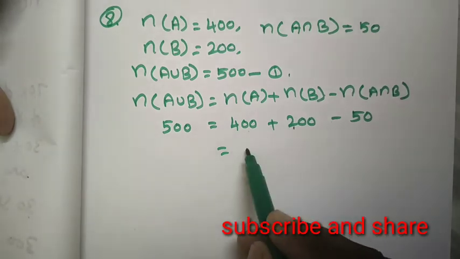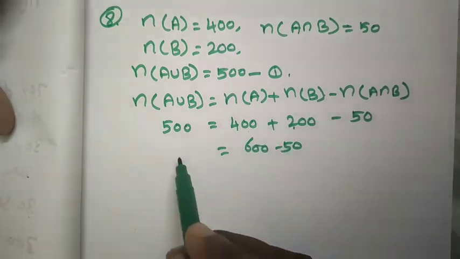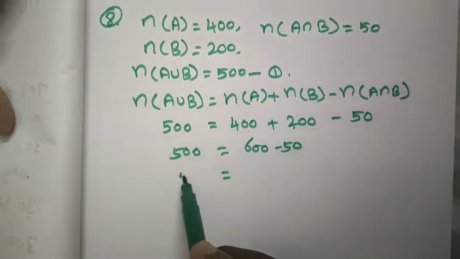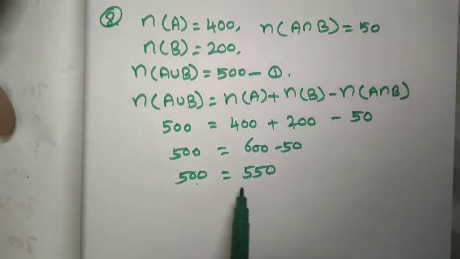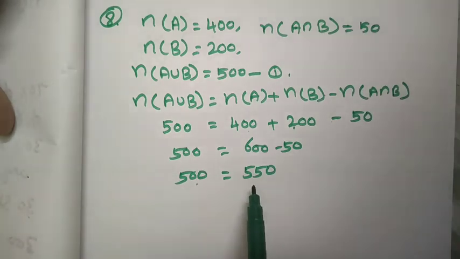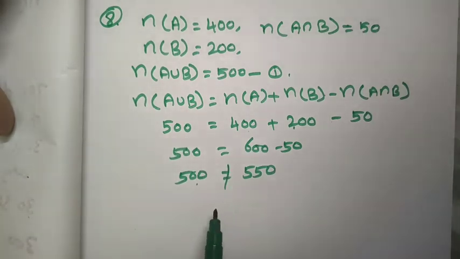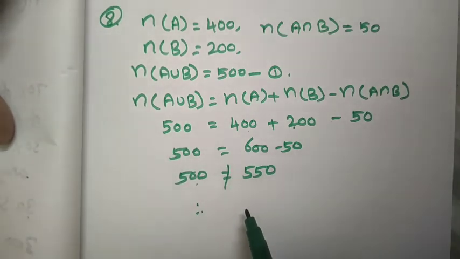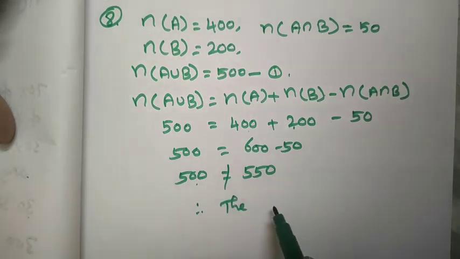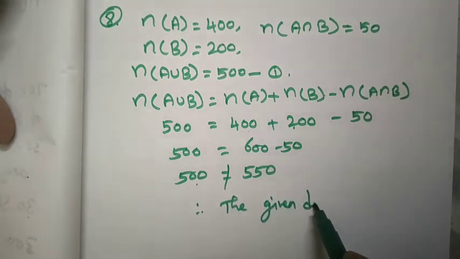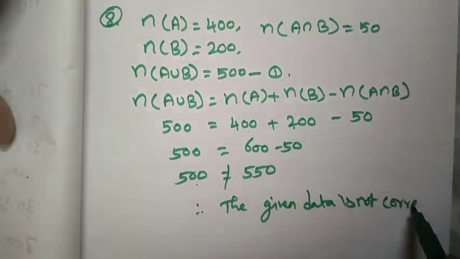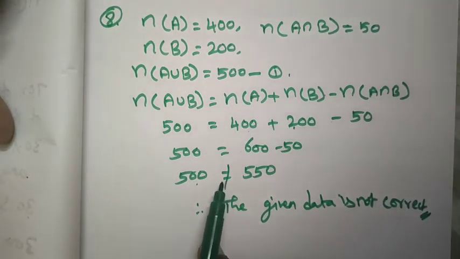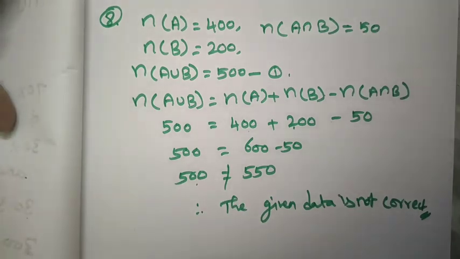Now subtract this term, 600 minus 50, we get 550. Is it equal? 500 is equal to 550? Not equal, therefore the data is not correct. The given data is not correct. Suppose it is equal, then the given data is a correct one.